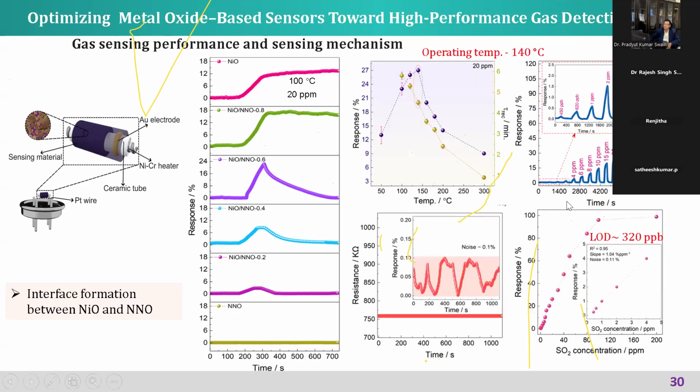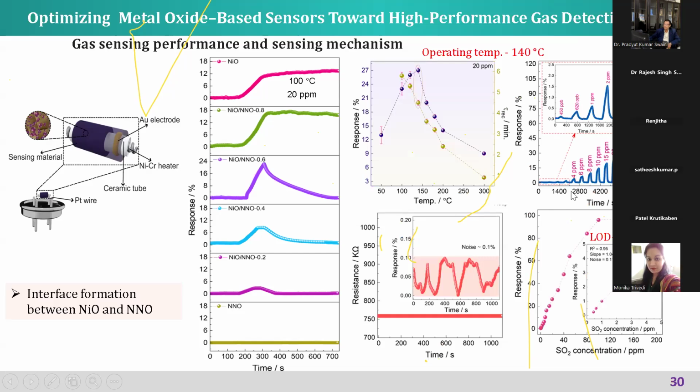Similarly, we have done different concentration studies. From that we can find the response and recovery time and the lowest concentration the sensor can measure. As you can see here, this sensor can measure down to 450 ppb.